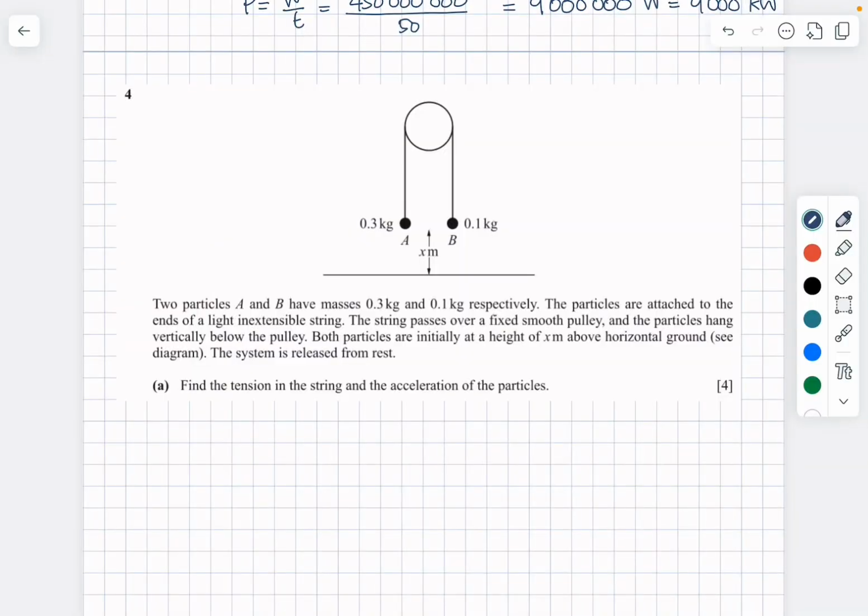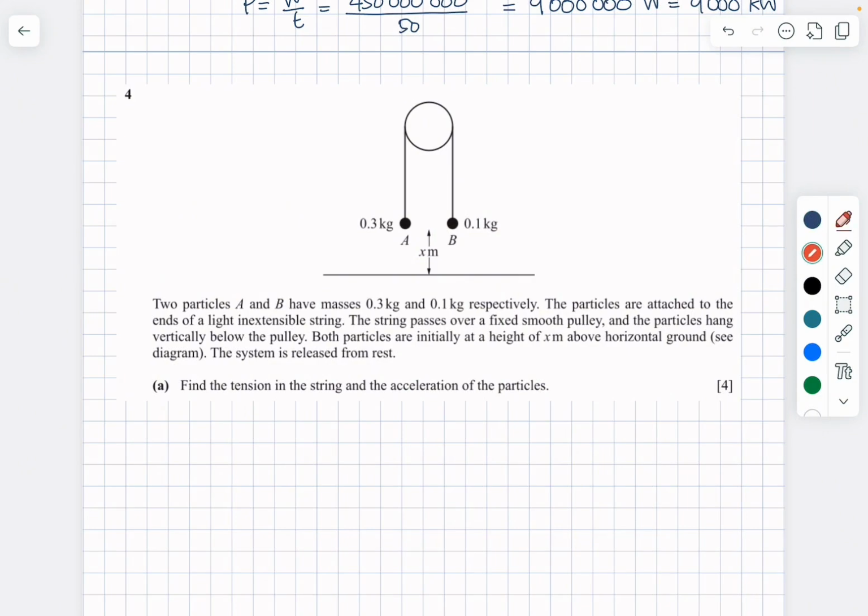For number 4, two particles A and B have masses 0.3 kilograms and 0.1 kilograms respectively. The particles are attached to the ends of a light inextensible string. The string passes over a fixed smooth pulley, and the particles hang vertically below the pulley. Both particles are initially at a height of x meters above horizontal ground. The system is released from rest. Find the tension in the string and the acceleration of the particles.